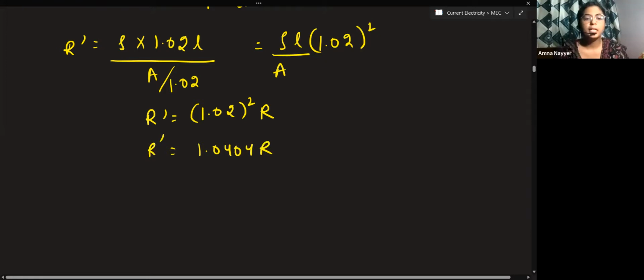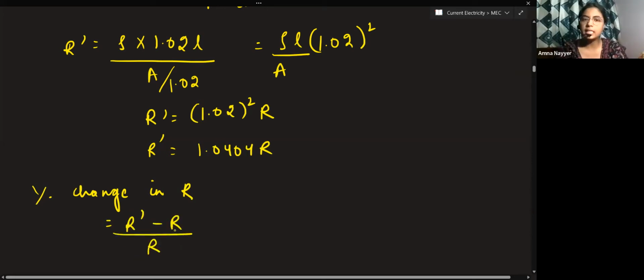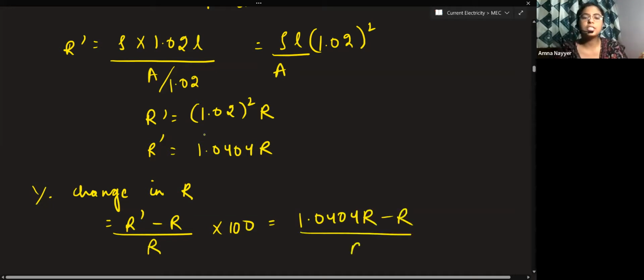You have R prime. Now percentage change in resistance. How will I calculate the percentage change? Final resistance minus initial resistance divided by the initial resistance multiplied by 100. That is how we calculate the percentage change. R prime is 1.0404 R, so 1.0404 R minus R divided by R. Just check it once. Is it exactly like this? Because I have done it orally. So just check the decimal places.